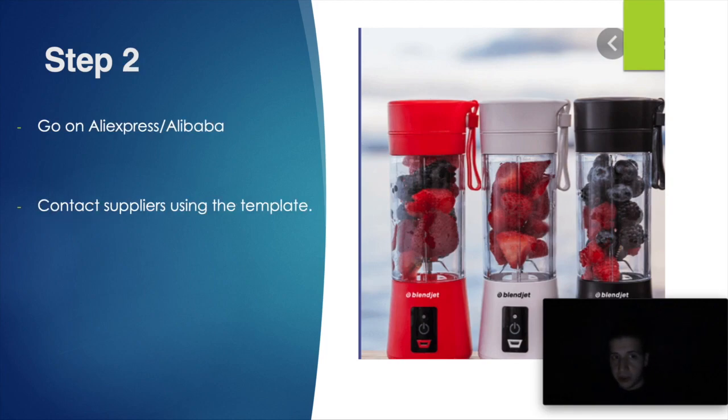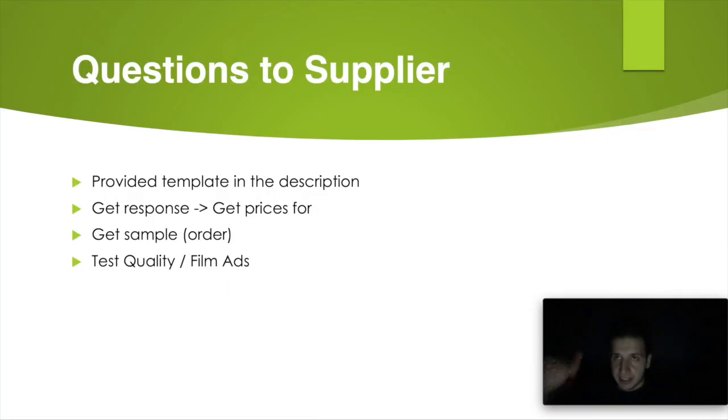Step two is to go on AliExpress or Alibaba, whichever works better for you, and contact the suppliers using the template that I'm going to provide down in the description. In this template, I listed a couple of questions for the supplier to answer, to help you determine if this supplier is good for you, right? From my experience, in the last year I contacted more than 500 suppliers for different products.